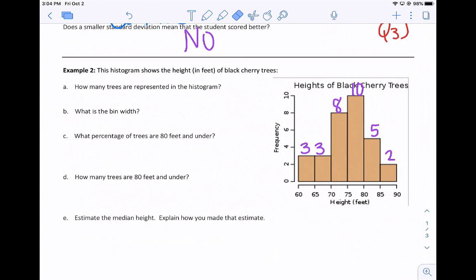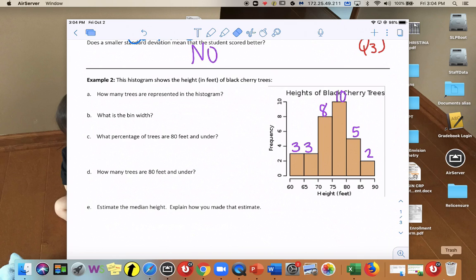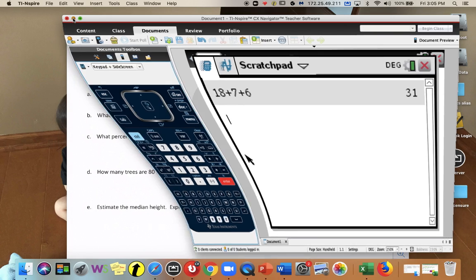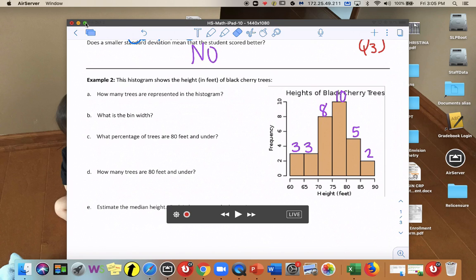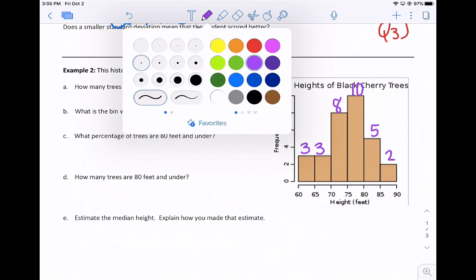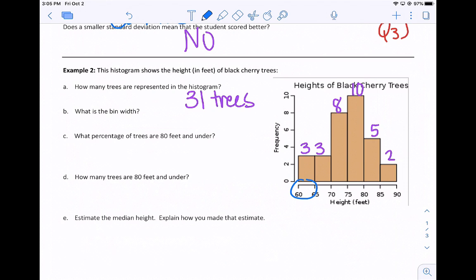All right, so how many trees? We have to add these up. So let's do that. What is that? 18 plus 7 plus 6. So the frequency, it looks like there's 31 trees in that histogram. What is the bin width? The bin width is how wide one of the bars are, and for this graph it is 5 feet.